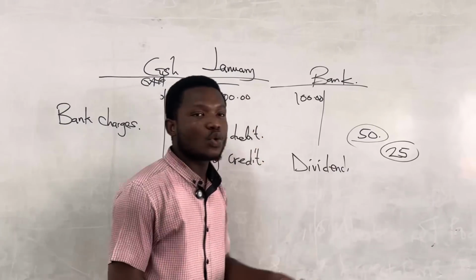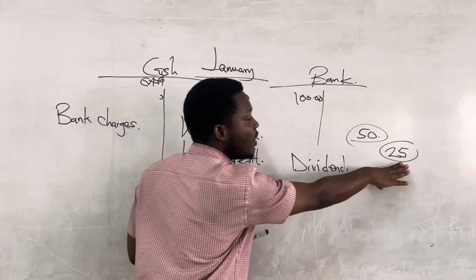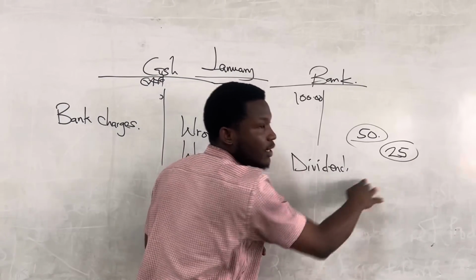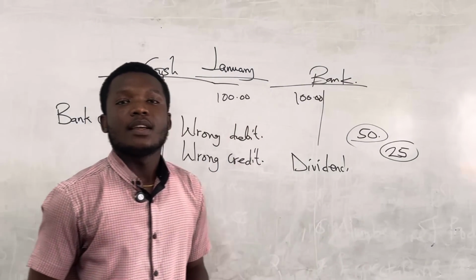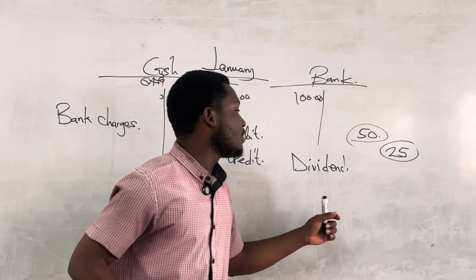So the shareholders will receive 25 cedis. Let me say an example. Let's say I have invested in UPSA, and they've told me that every year I will receive a dividend.